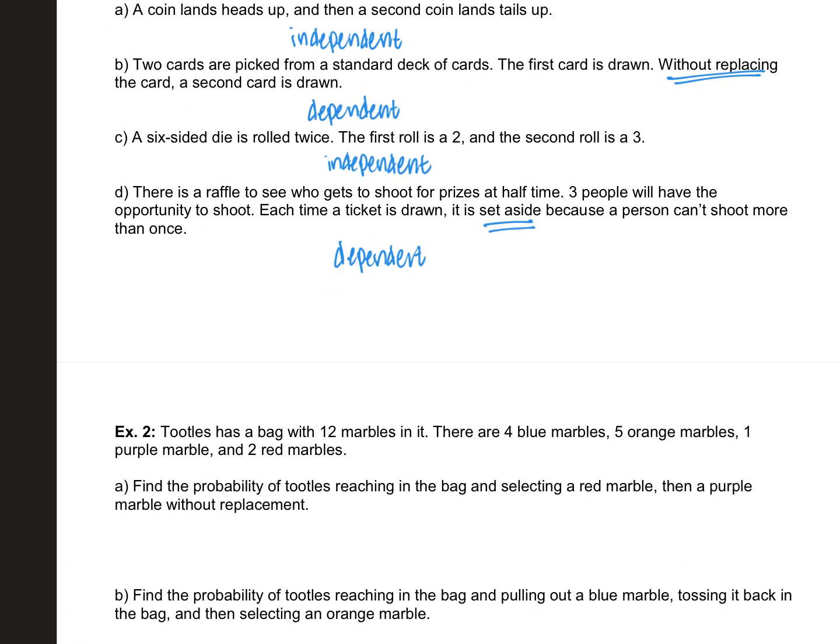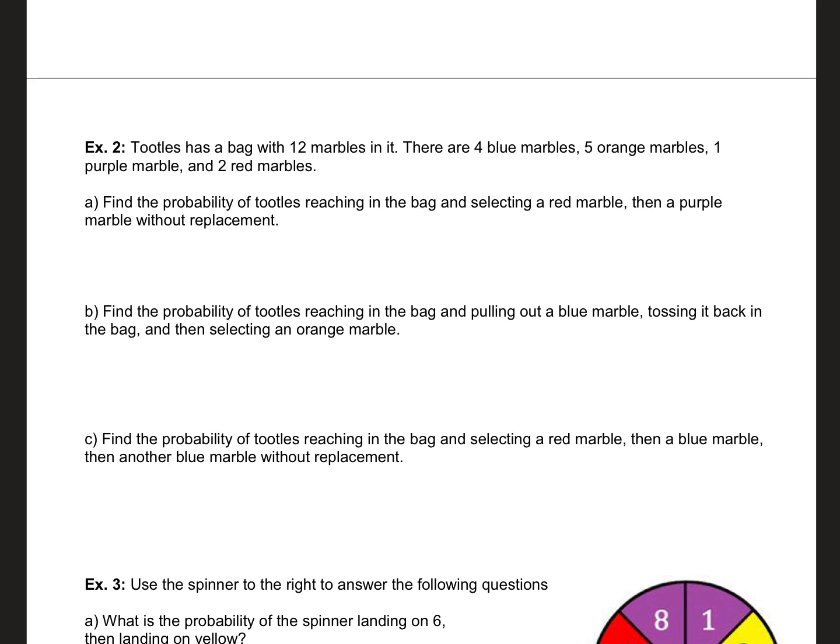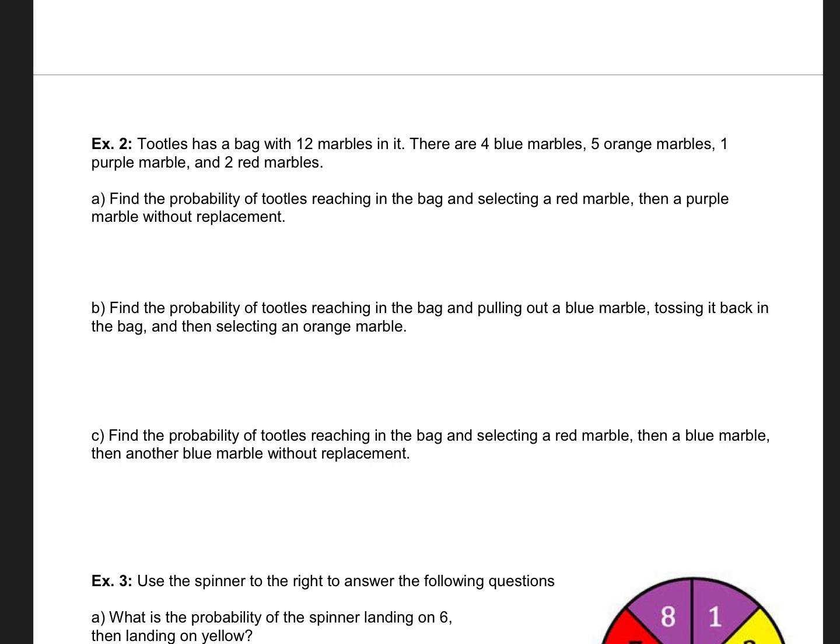Moving right along, let's jump straight into some examples here. Example 2 says that Toodles has a bag of 12 marbles in it. There are 4 blue marbles, 5 orange marbles, 1 purple marble, and 2 red marbles. Find the probability of Toodles reaching in the bag and selecting a red marble, then a purple marble without replacement.